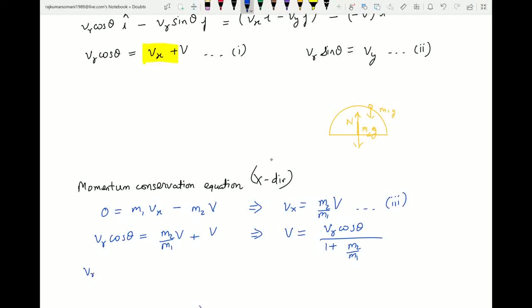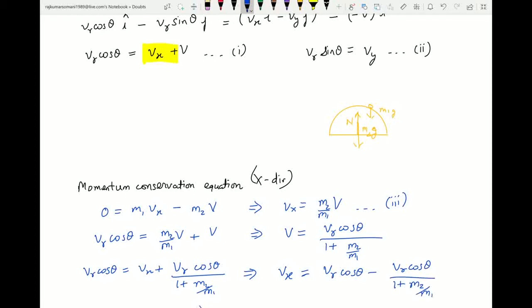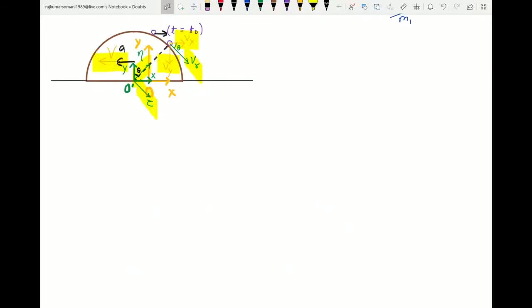So Vr cos theta from equation number 1 is equal to Vx plus V. In terms of Vr, V is Vr cos theta divided by 1 plus m2 divided by m1. This implies that Vx is equal to Vr cos theta minus Vr cos theta divided by 1 plus m2 divided by m1. Now we use energy conservation.